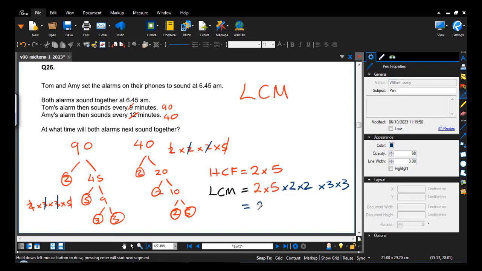So in index form, it will be 2 cubed times 3 squared times 5. But in terms of the actual number, 2 cubed is 8, and 3 squared is 9. So 8 times 9 is 72. 72 times 5 is 360, and that's your answer for the LCM. When you see this question, always LCM, LCM every time.